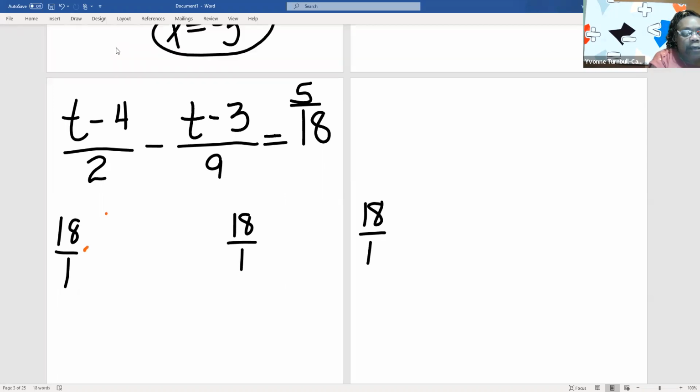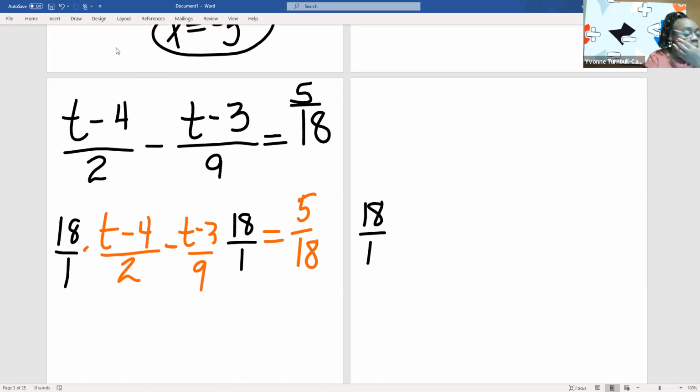We have t minus 4 over 2 minus t minus 3 over 9 equals 5 over 18. So my original problem is in orange and my denominator is in black. Now I'm going to cross cancel. You cross cancel before you do anything else because we're trying to get rid of the denominator. We want everything on the denominator to be a 1.